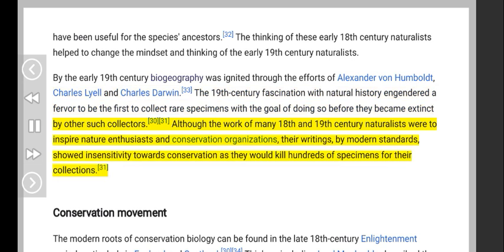Although the work of many 18th and 19th century naturalists was to inspire nature enthusiasts and conservation organizations, their writings, by modern standards, showed insensitivity towards conservation as they would kill hundreds of specimens for their collections.